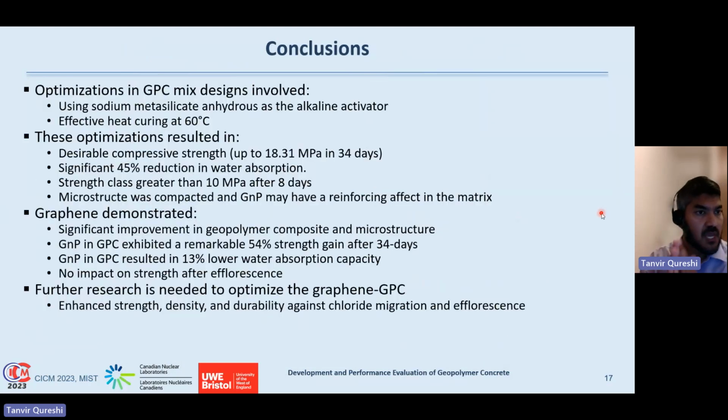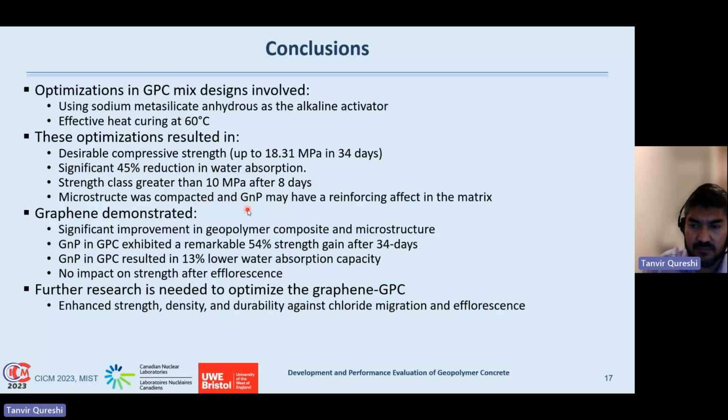after the geopolymerization. So in summary, in conclusion, I would like to say the optimizations in GPC mix design involved changing the alkali activator from metasilicate pentahydrate to anhydrous activator systems, and then effective heat curing at 60 degrees Celsius for 24 hours just after 1 day of casting. And these optimizations result in desirable compressive strength of up to 18 megapascal in 34 days, and 45% reduction in water absorption, and up to 10 megapascal strength after 8 days.